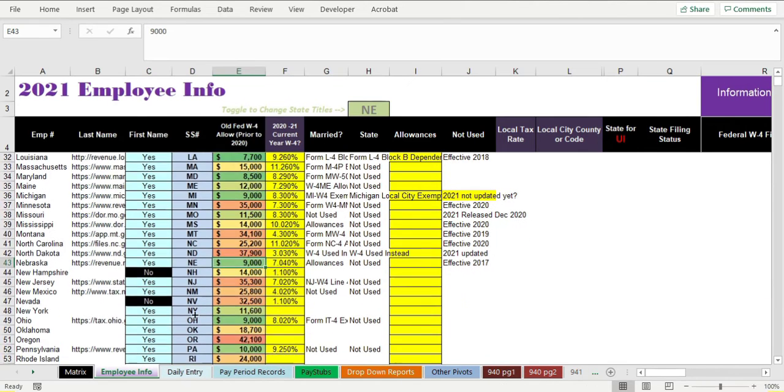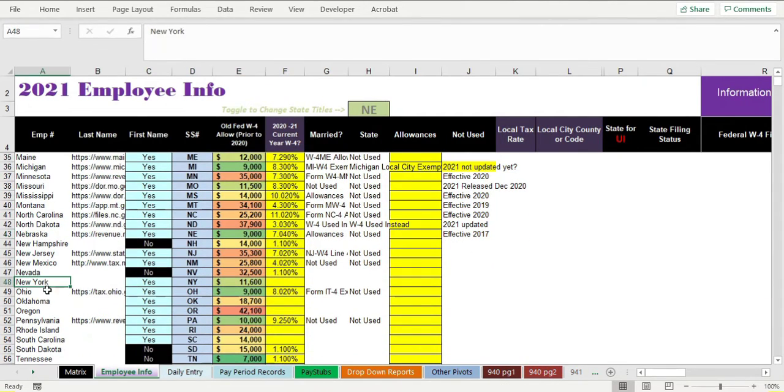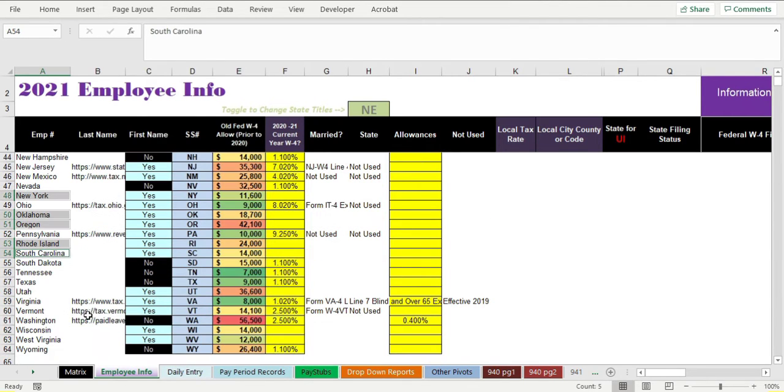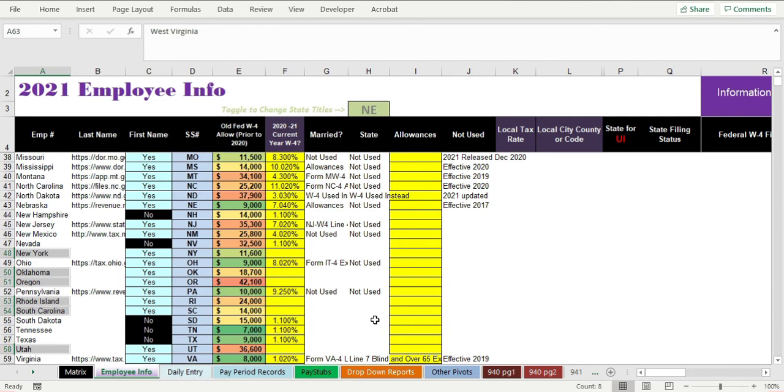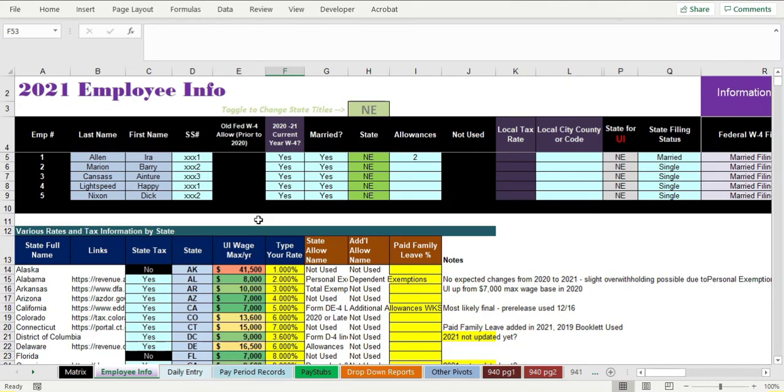All right, guys. Nebraska's done. Still to go: New York, Oklahoma, Oregon, Rhode Island, South Carolina, Utah, Wisconsin, West Virginia. Eight more to go. I'm going to get them done today if I can. Got to finish all the stuff for everybody. All right. Good luck. Payroll should be easy.